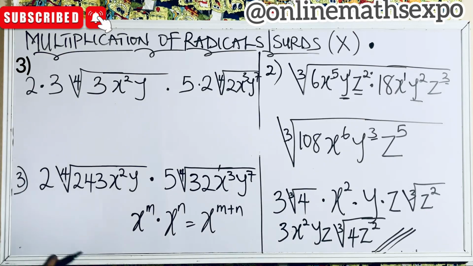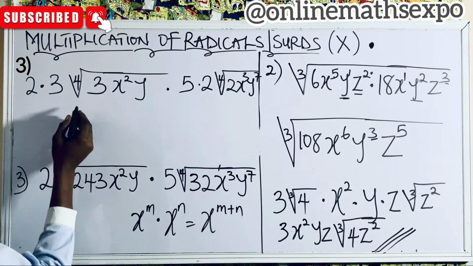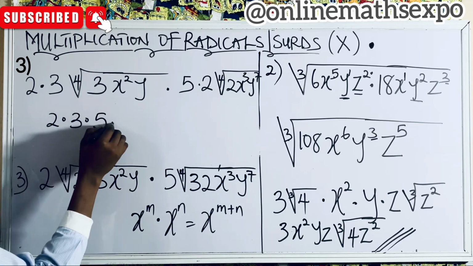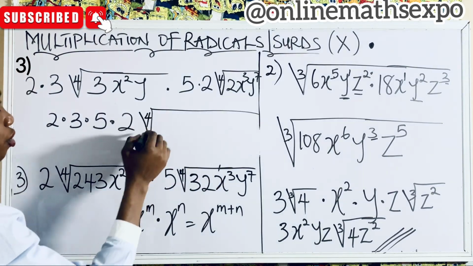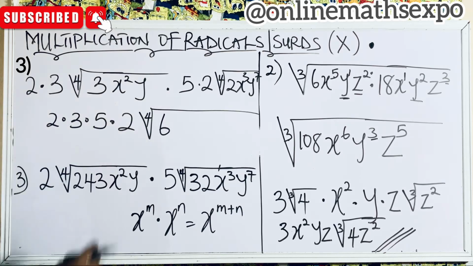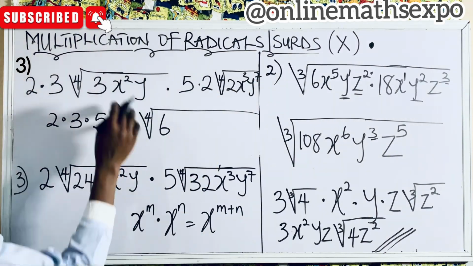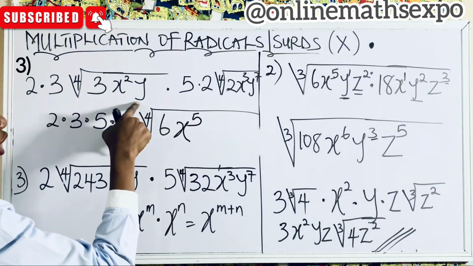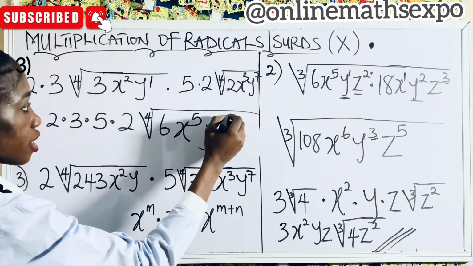So what do you do next now? We're going to multiply 2 multiplies 3 multiplies 5. So we have 2 multiplies 3 multiplies 5 multiplies 2. Then we have 4th root of 3, we multiply 2 to give us 6. Then x cubed multiply x squared. Following this, you add the power. So we are going to have x to the power of 5. This multiplies this. Following this, you have 1 plus 7 is 8.